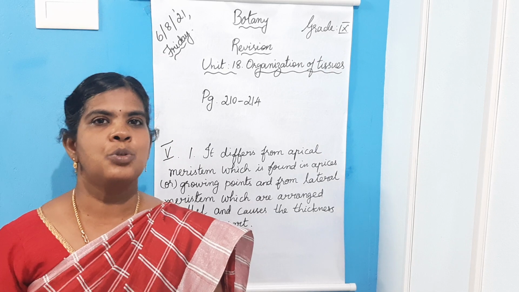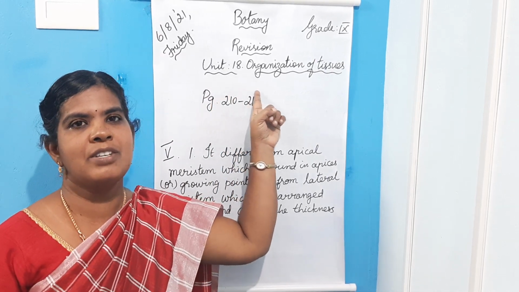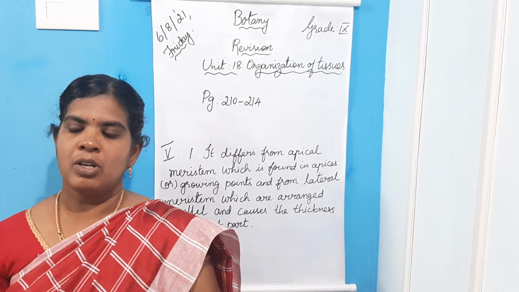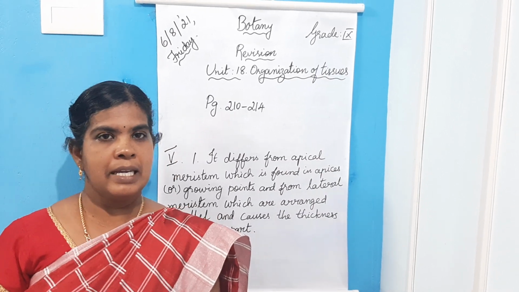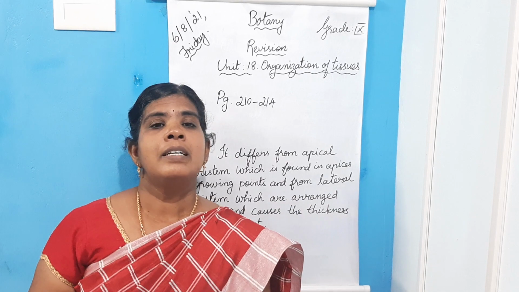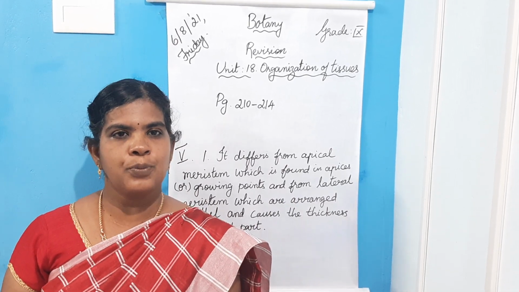Okay, children. Today we are going to revise Unit 18, Organization of Tissues. Now, you all are turning to page 210. Take page 210. First question, define tissue.